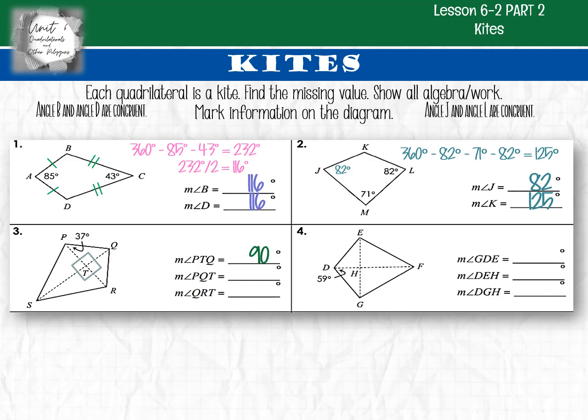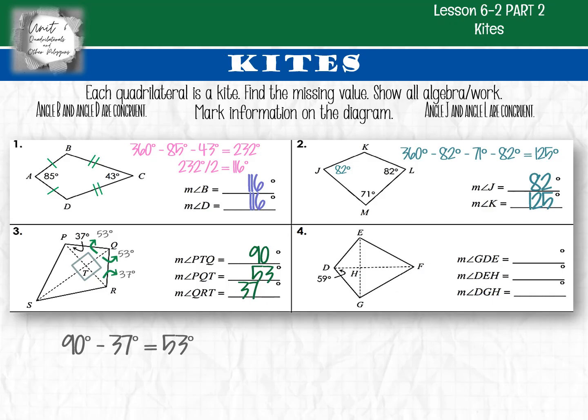Measure of angle PQT and measure of angle QRT. Well, measure of angle QRT is the same as the measure of angle QPT, so that's 37. So if we subtract the 37 from 90, because the acute angles of a right triangle are complementary, we get the last angle that we need to know, which is 53.